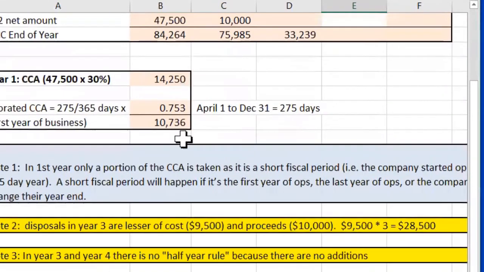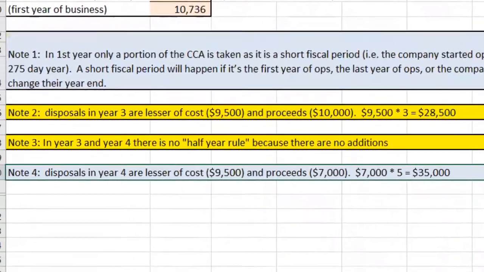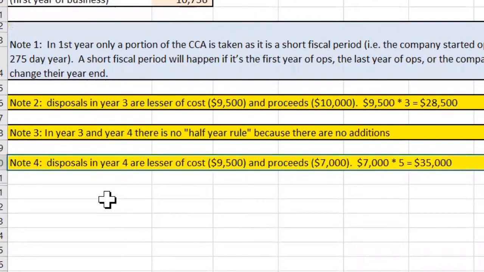I did a little note for it down here. Note for disposals in the year. Disposals in year 4 are the lower, again, of cost or proceeds. So the cost of each one of these things was $9,500. The proceeds on each of these things was $7,000 each. The lower is the $7,000 each. We multiply that by the 5 vans. We get $35,000. That's what comes out of our UCC pool.